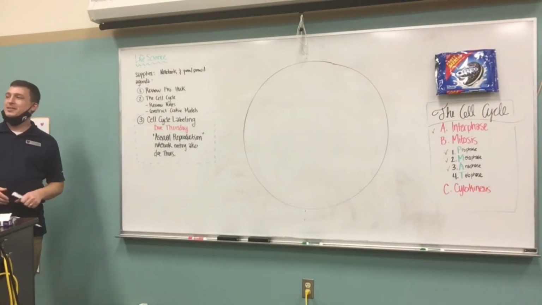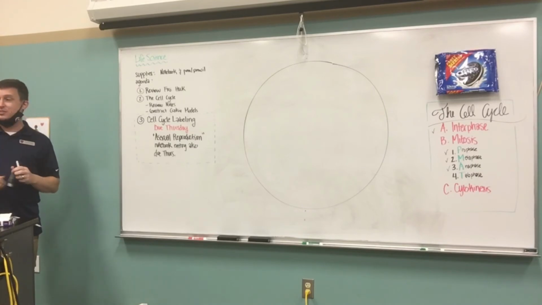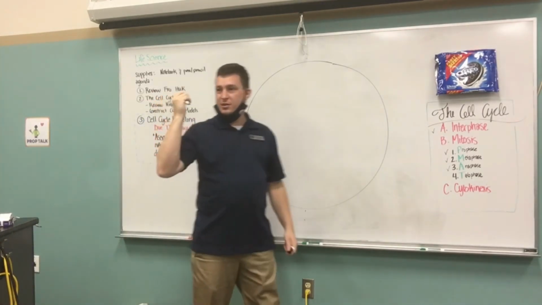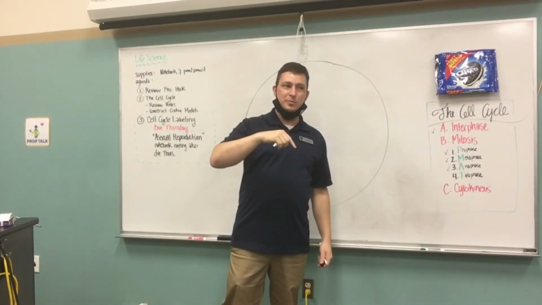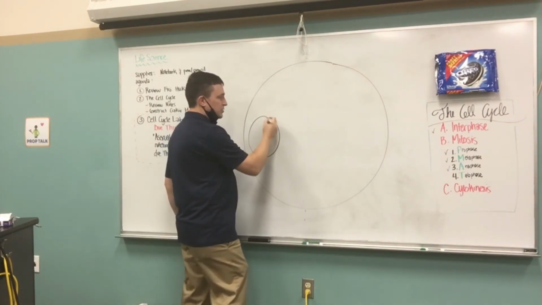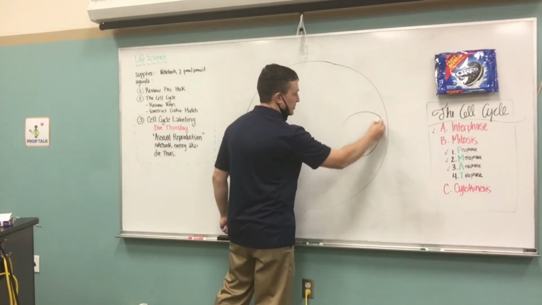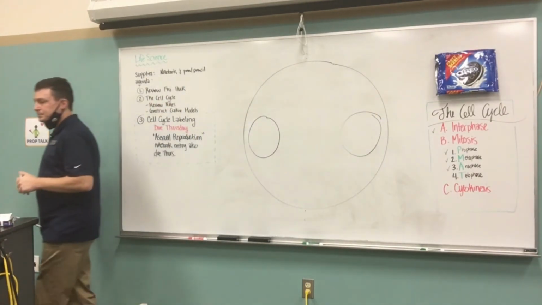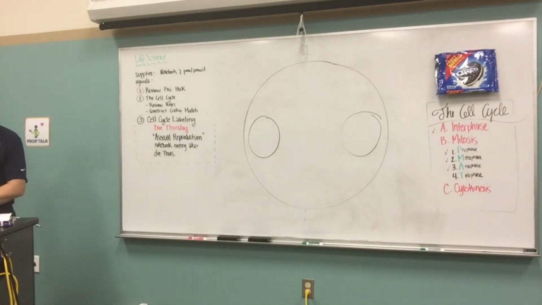All right, the T in telophase represents 2 because 2 nuclei begin to form. So what we're going to do is draw 2 nuclei. Now, oh no, my smallest one. What will go inside? What will go inside the nucleus?